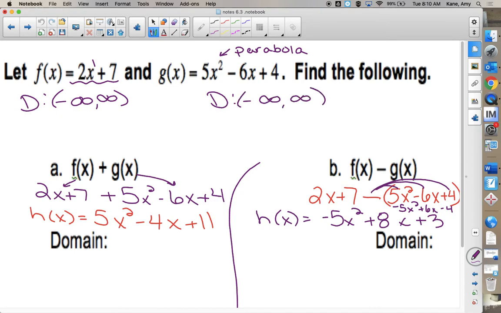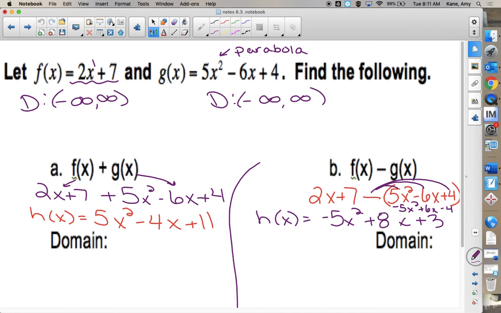Because a parabola is a U that stretches forever, further and further left and right. So its domain is negative infinity to positive infinity. So when you go down to do the domain of the operation, you're taking the domain of both and sometimes finding out where they overlap.